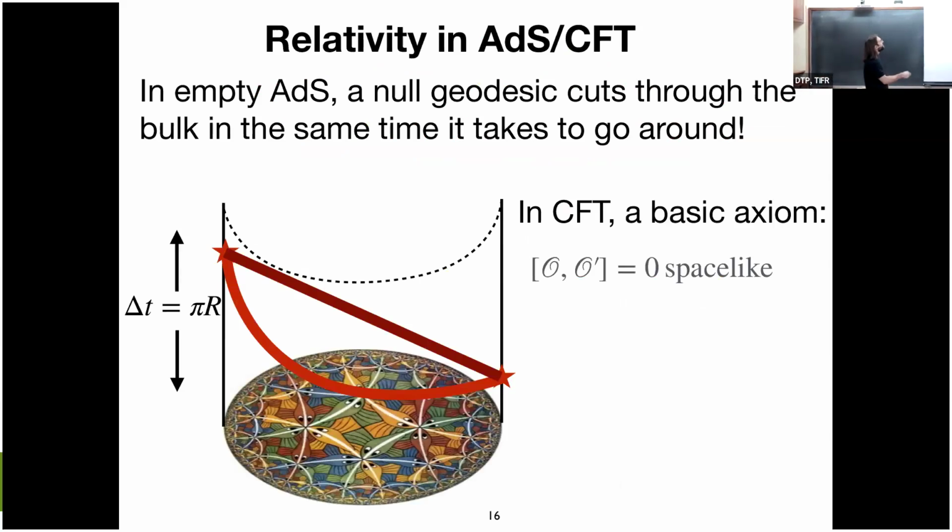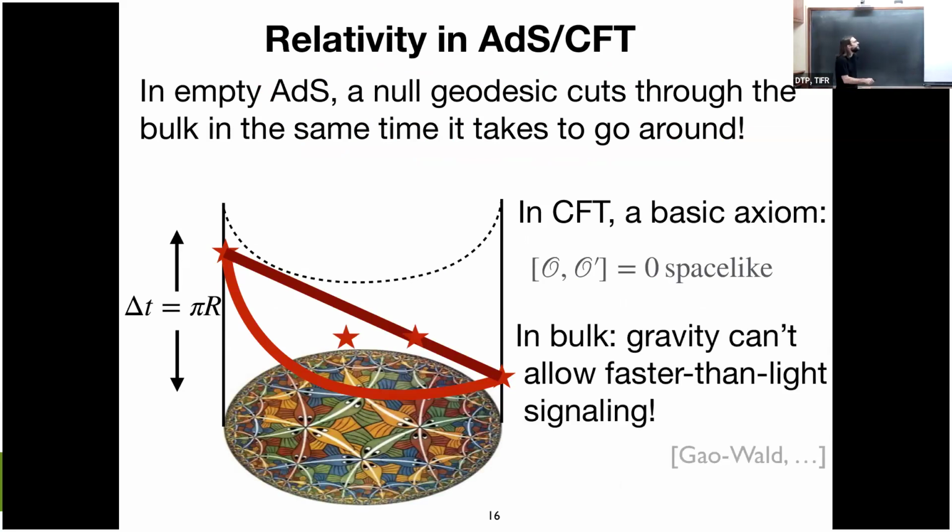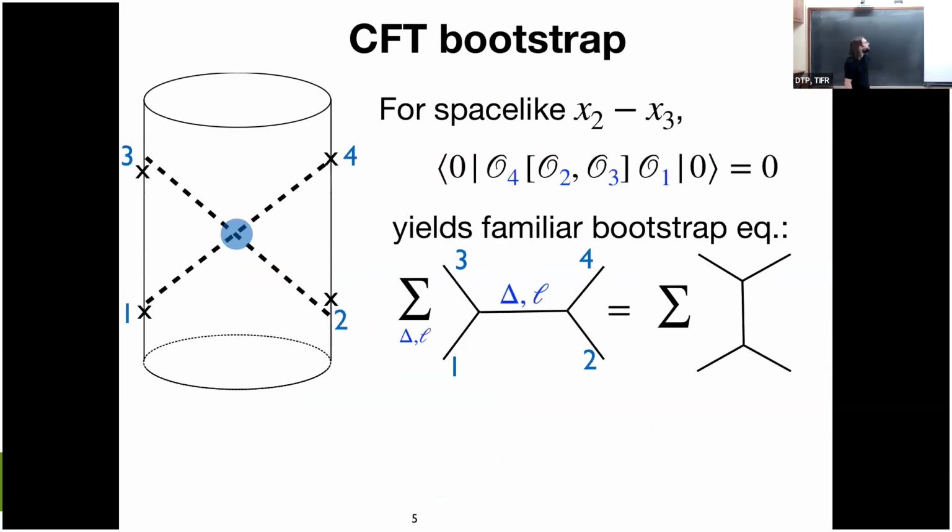Most of the first few slides I've already described. In empty AdS, that was our starting point. The modular flow can cut through the same amount of time it takes to go through the bulk. And the CFT gives this very exact statement that these two measurements on the boundary commute on this baseline. This means that in the bulk, you cannot have faster than light propagation. And that turned into the CFT bootstrap.